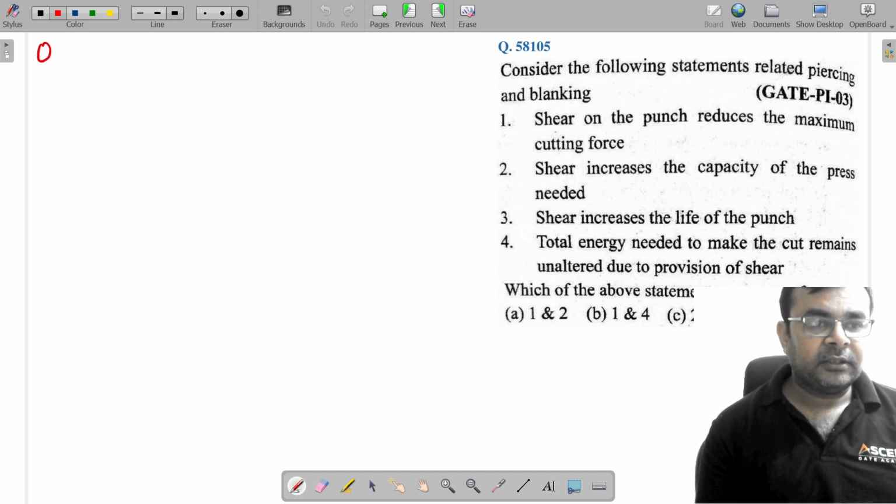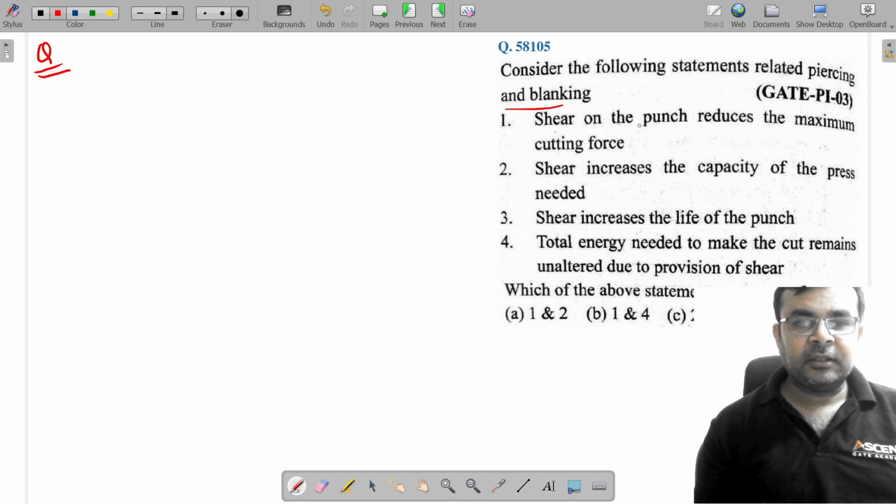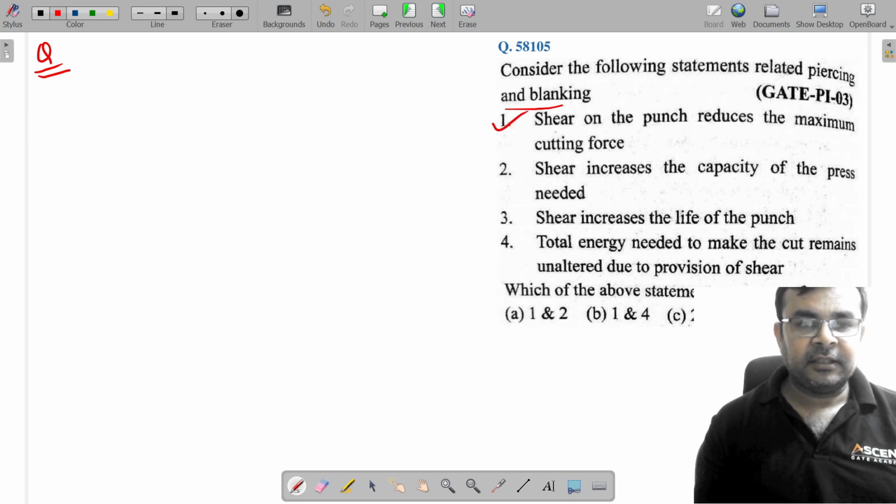So what about this? Consider the following statements related to piercing and blanking. Shear on the punch reduces the maximum cutting force. Yes, this is right. Shear increases the capacity of the press needed. No, this is wrong. Shear increases the life of the punch. Yes, this is right. Total energy needed to make the cut remains unaltered due to the provision of shear.